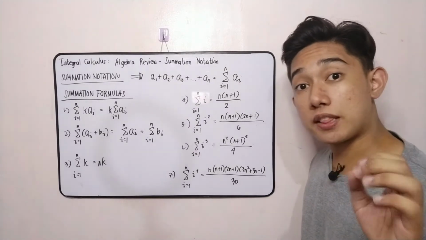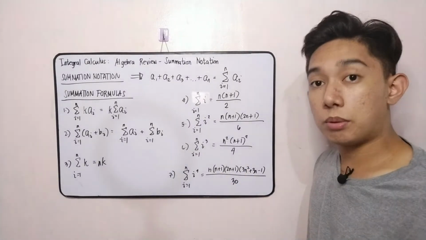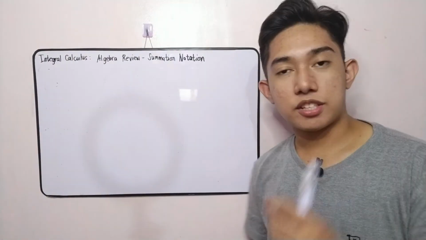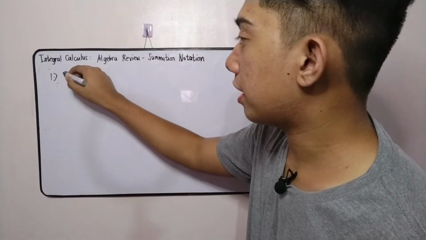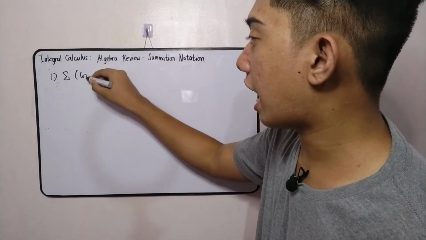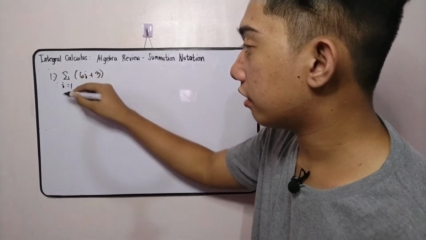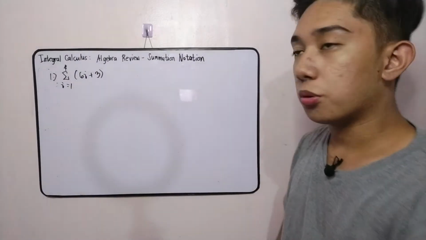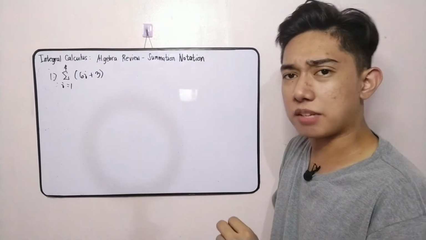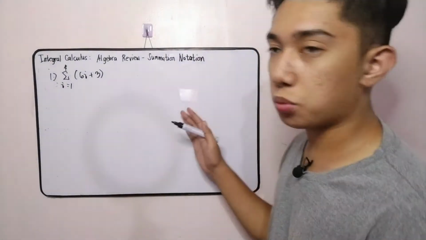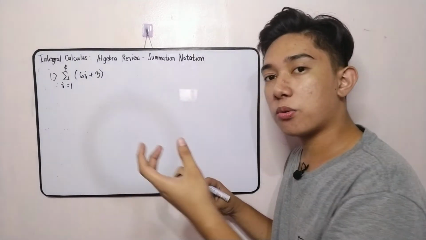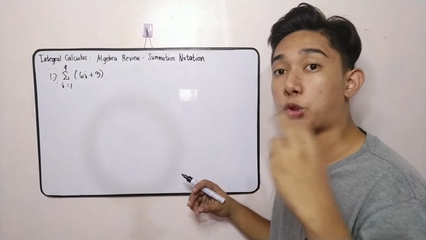And to further understand these formulas and this concept, we will solve examples, okay? Let's have some examples. The first one: the summation of 6i plus 3 from i equals 1 up to 4. So, when you see this expression, it's very simple lang. So, how to solve this one? You follow the formulas that were presented to you earlier.